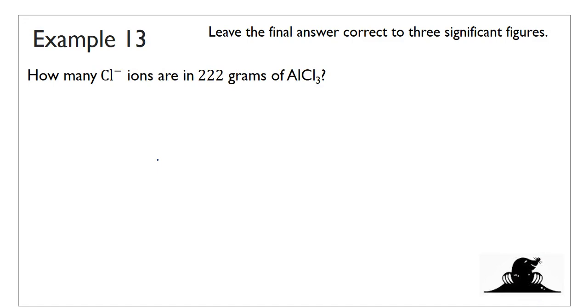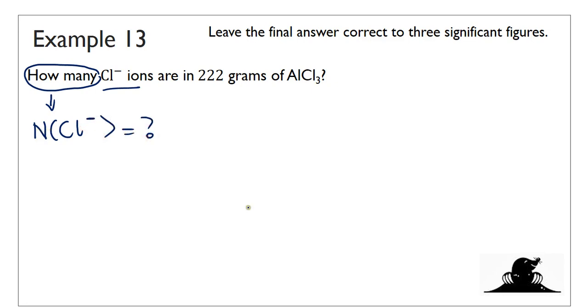All right, moving on to example 13. How many chloride ions are in 222 grams of aluminium chloride? So let's start by summarizing the question. It is asking for how many chloride ions. Now, if it doesn't say how many moles of chloride ions or how many chloride ions in mole, then you can assume that it is asking for the actual number of chloride ions, or capital N here. So I need to find the number of chloride ions.